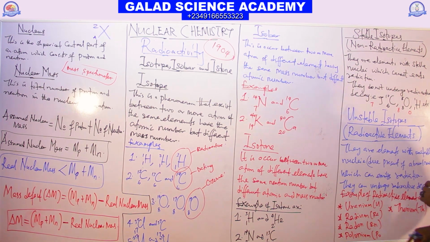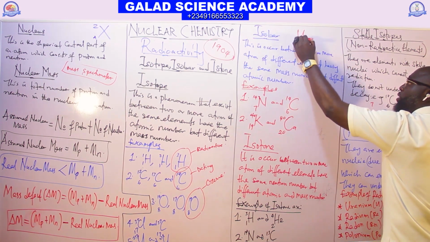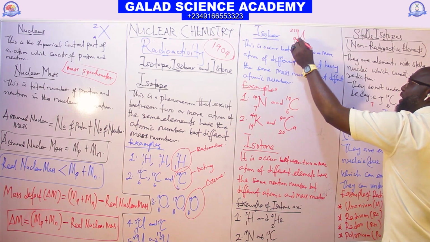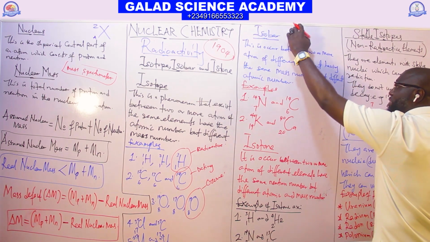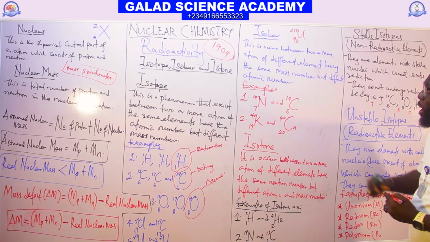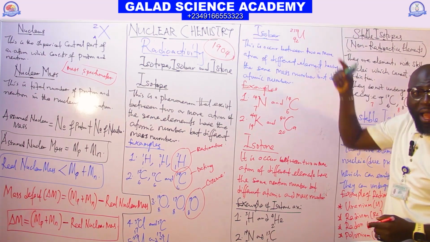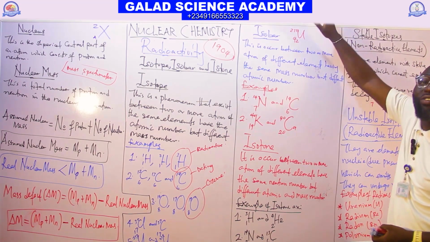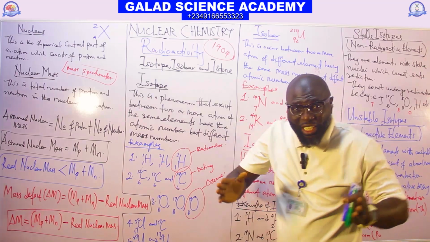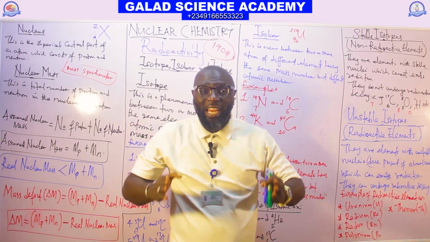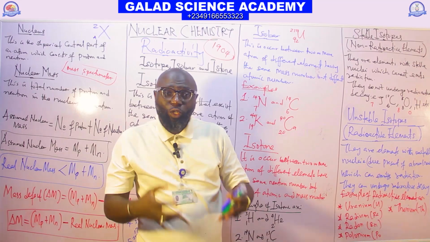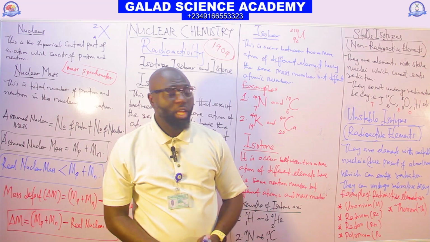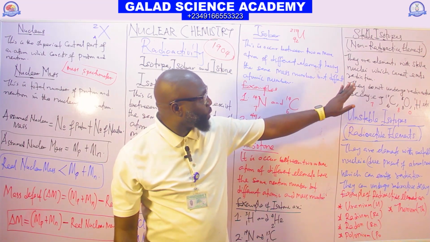But look at uranium, 92 and 235. Subtract 92 from 235. Look at the number of neutrons you have here. It is much. It is abnormal. That is why they are radioactive elements. They have a large number of neutrons. So any element with a large number of neutrons is a radioactive element.